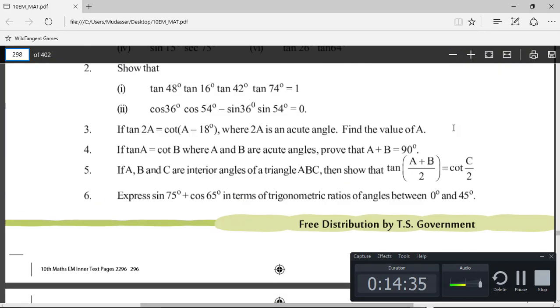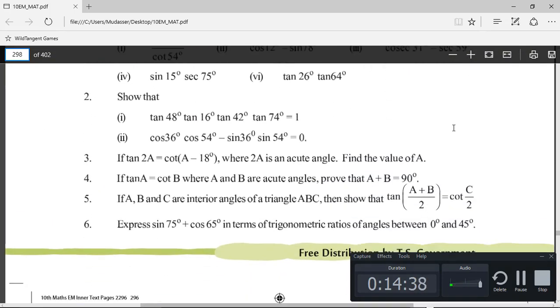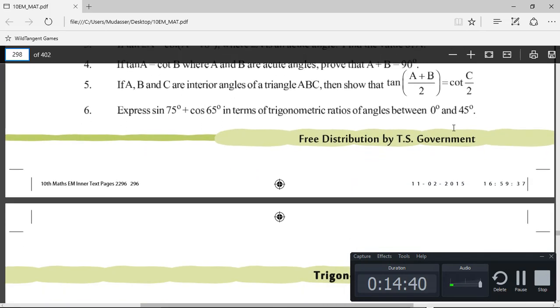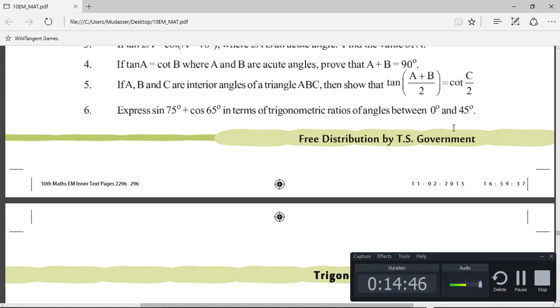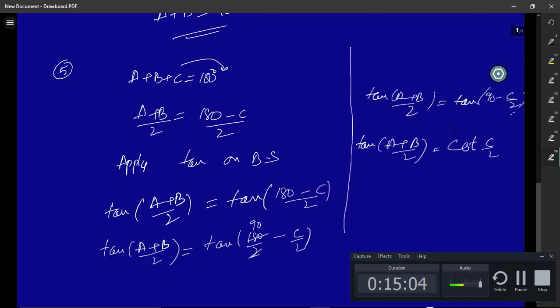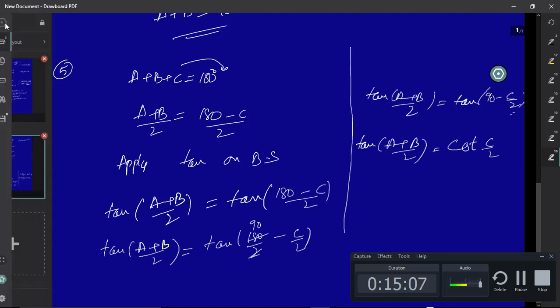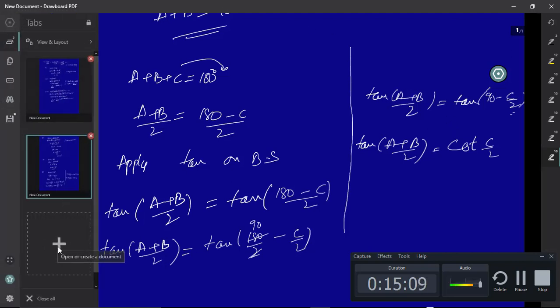Now, where were we? 11.3, last question, sixth one. Express sine 75 degrees plus cos 65 degrees in terms of trigonometric ratios of angles between 0 degrees and 45 degrees. See, this is simple. It wants us to express this thing, sine 75 plus cos 65, in terms of ratios of angles which lie between 0 degrees and 45 degrees. Okay, let's go ahead and do it. I'll take another document here, because this document is completely full.